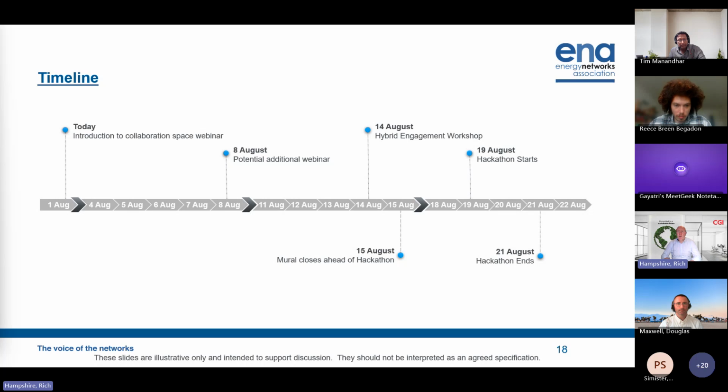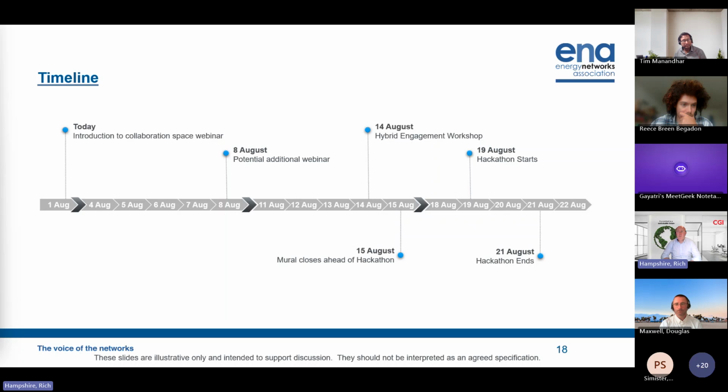The week following, on Thursday, the 14th of August, there's a hybrid engagement workshop, the opportunity to meet in person at the ENA's offices in London, but we'll also be able to join online. That's the last in a series of 3 workshops. Rhys, the invite for that has already gone out. So if there's anybody on the call that hasn't received that invite directly, if you'd like to ping Rhys, we'll add you to the circulation list.